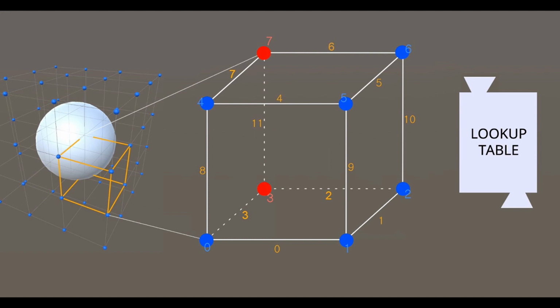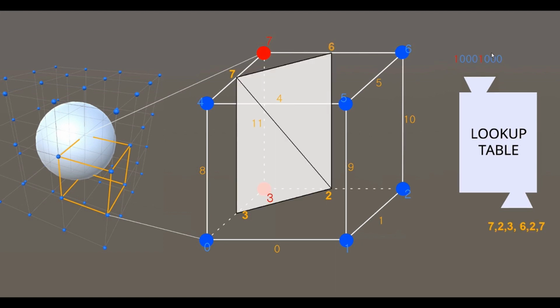And we will check the next example cube. For this cube, the 7th and 3rd corners are activated. So we can make this binary number, and it goes through the lookup table, and this will return the different edge information. So now we have 2 polygons to draw. The first one is 7 to 3, and the second one is 6 to 7.